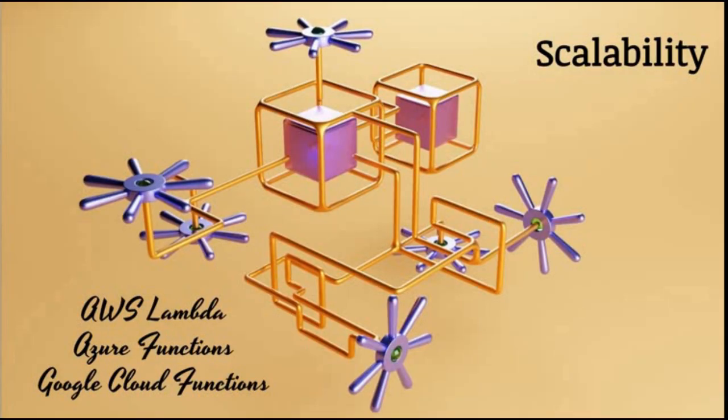One of the key advantages of serverless computing is its scalability. With serverless platforms such as AWS Lambda, Azure Functions, Google Cloud Functions, your applications automatically scale based on incoming requests. This means you don't have to worry about provisioning and managing servers to handle spikes in traffic. The platform takes care of scaling resources up or down as needed.